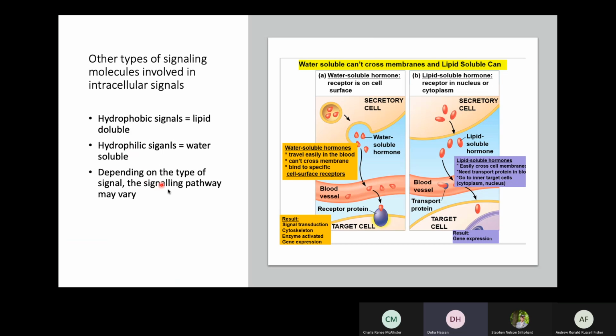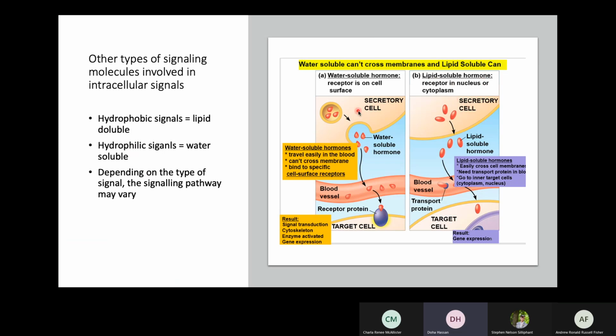Depending on the type of signal, the signaling molecule and its molecular composition, the signaling pathway that it takes to get to its target cell is going to vary. And also where the receptor is that is made to bind to that signal is going to vary. So let's look at two different scenarios. Here on the left, you have a water-soluble hormone being secreted by an endocrine gland. And on the right, you have a lipid-soluble hormone being secreted by an endocrine gland.